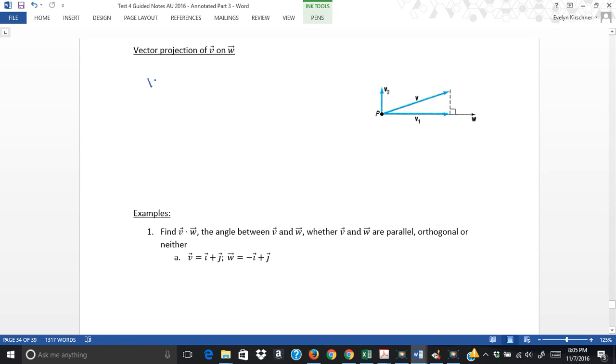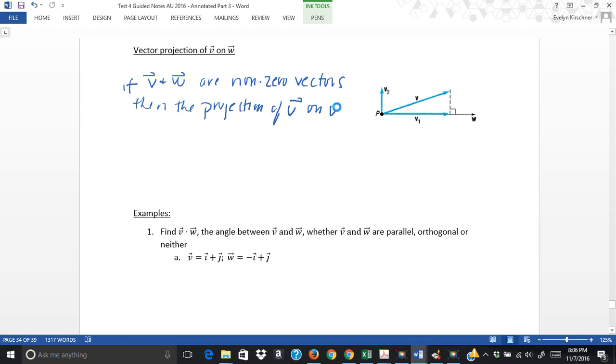So if V and W are non-zero vectors, then this projection of V on W is V1, that vector V1 we talked about, and we can determine it as the dot product of V and W divided by the magnitude of W squared times W, because it's going in the direction of W, and this is telling me what the magnitude is.